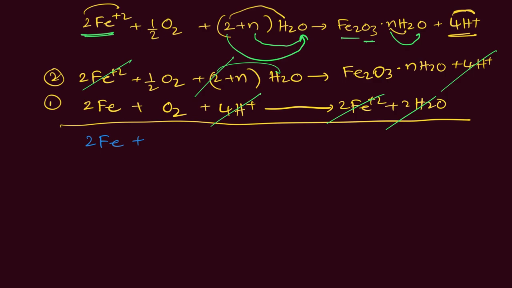1O2 plus half O2, that is 3/2O2. That is 1.5. This is 1 and that is half, 1.5. Plus NH2O. Now this NH2O, because 2H2 already cancelled, this will be converted into Fe2O3 dot NH2O.